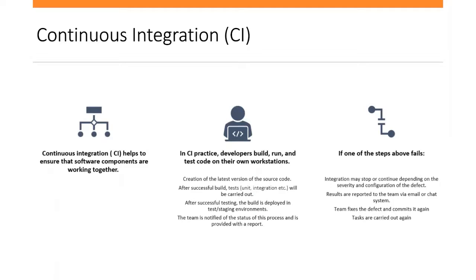The team is notified of the status of this process and is provided with a report with details such as build number, defects, number of tests, etc. Continuous integration helps ensure that the software is fully integrated. If any of the steps fail, integration may stop, and the results will be reported to the team so that they can take a necessary action and fix the defects.